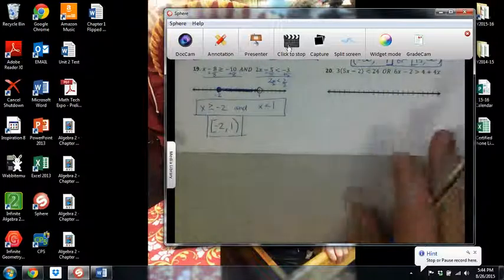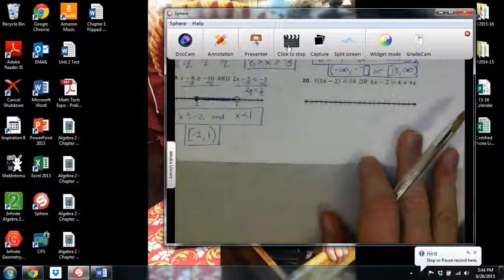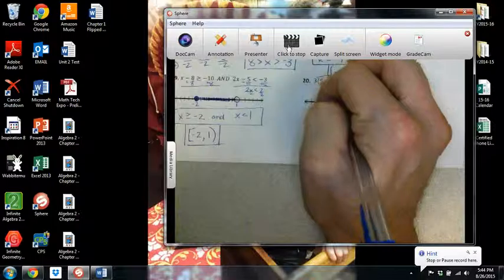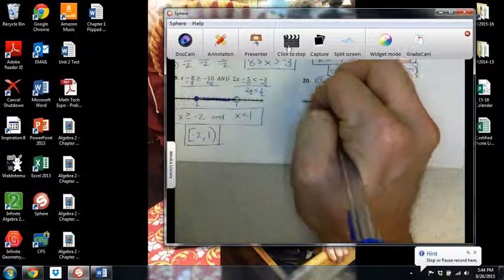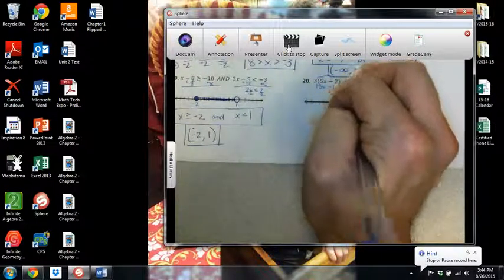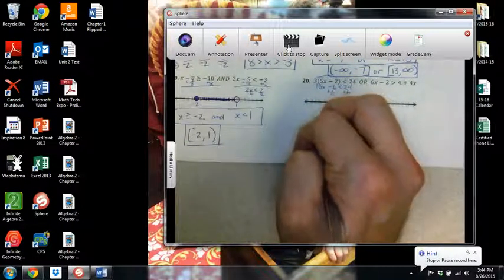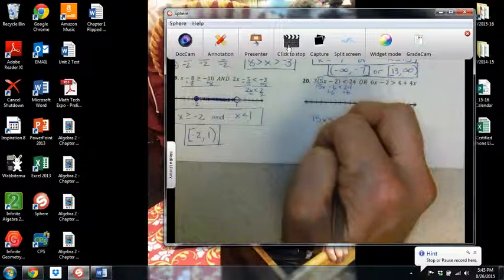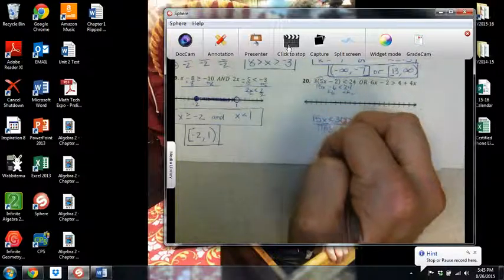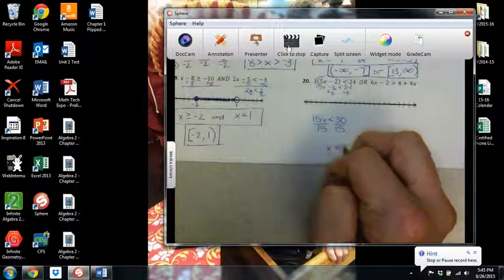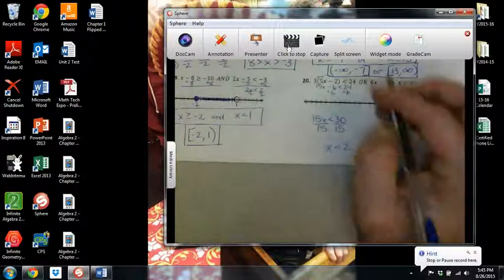You can do something very similar for number 20. It's an or inequality. I'm going to start by distributing here, and I get 15x minus 6 is less than 24. I'll add 6 to both sides and then jump down underneath and say 15x is less than 30. Divide by 15. I get that x is less than 2, or. And then I do the second one.